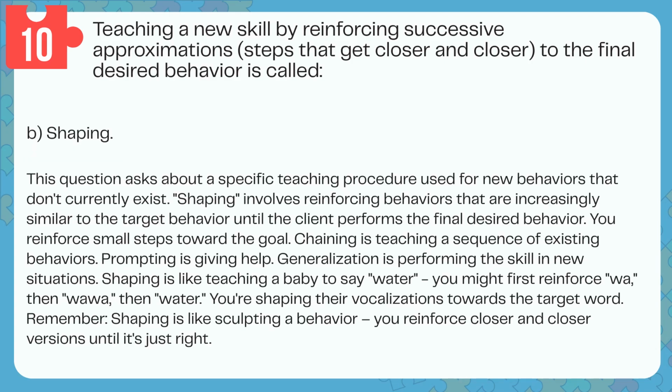Answer B. Shaping. This question asks about a specific teaching procedure used for new behaviors that don't currently exist. Shaping involves reinforcing behaviors that are increasingly similar to the target behavior until the client performs the final desired behavior. You reinforce small steps toward the goal. Chaining is teaching a sequence of existing behaviors. Prompting is giving help. Generalization is performing the skill in new situations.